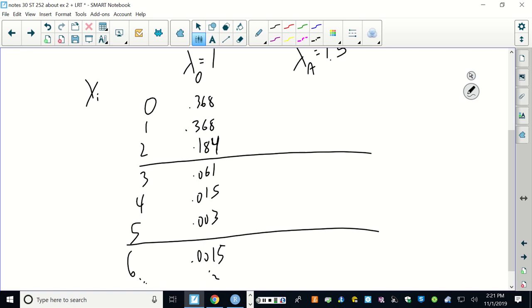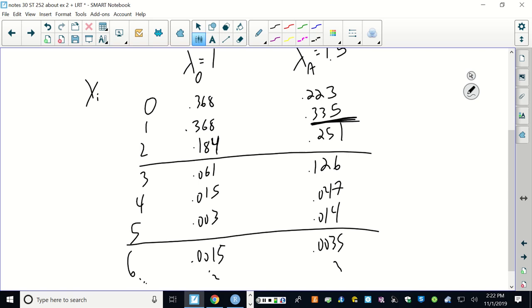If it's 1.5, however, there's a 22% chance of 0, 33.5% of 1, 25% of 2, 12% of 3, and then 0.047, 0.014, 0.0035, etc. So, at this tipping point, the larger rate is less likely to have zeros and ones, and more likely to have bigger numbers.